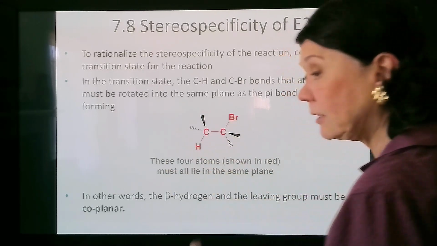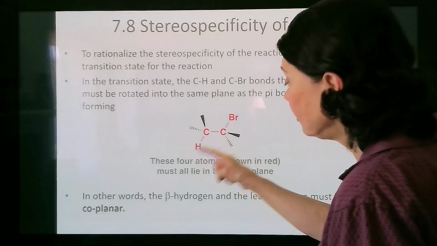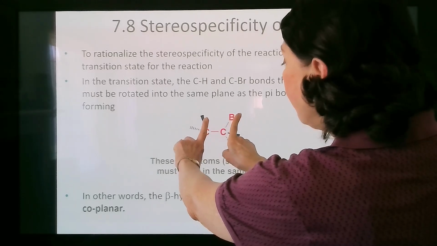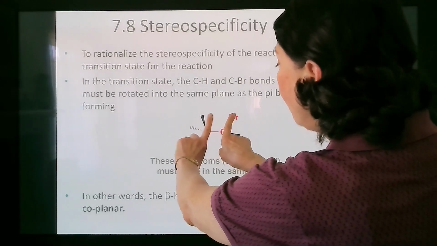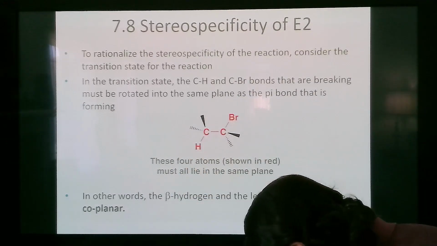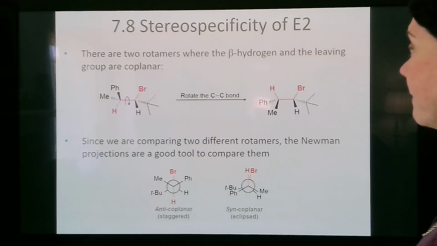Remember, this is a single-step concerted mechanism. And so as this is leaving, that's leaving. And so you have the pi bond forming, and it's able to overlap very well as it forms. And so that's another reason why this is favored.